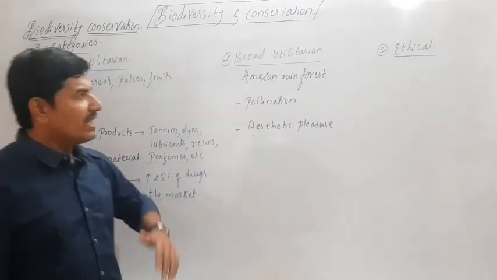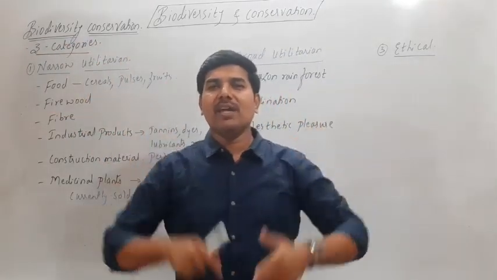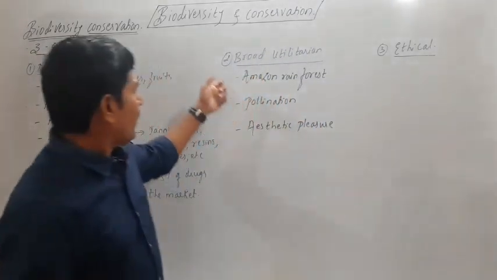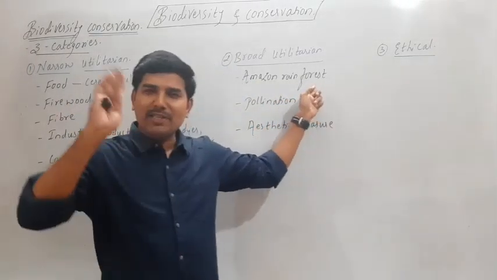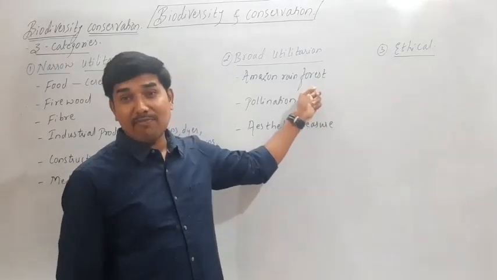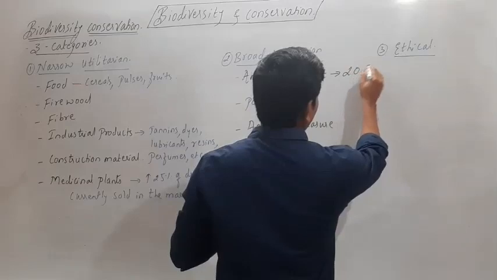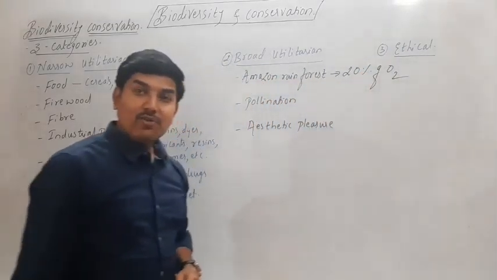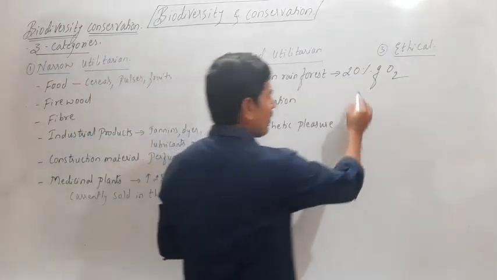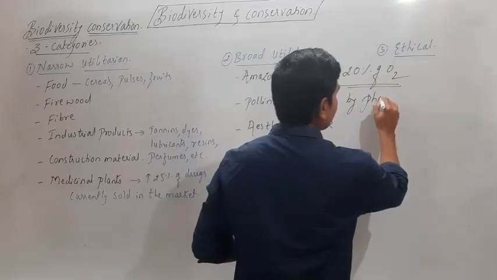Next comes the broad utilitarian reasons. Broad means it is in large scale. Here we are conserving them in large scale. Then what are these? First one is Amazon rainforest. We are studying about Amazon rainforest. Yes, Amazon rainforest is called the lungs of planet Earth because it is going to release around 20% of oxygen. It is going to produce 20% of the oxygen by the process of photosynthesis.